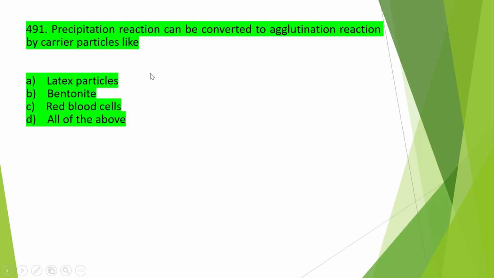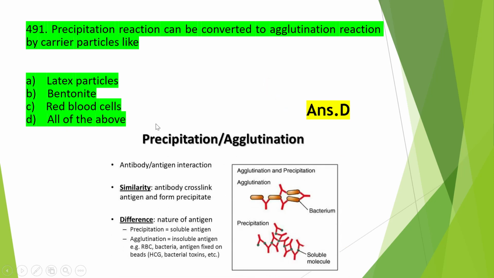So next one is: precipitation reaction can be converted to agglutination reaction by carrier particles like latex particles, bentonite, red blood cell, or all of the above. And the right one is option D, all of the above.